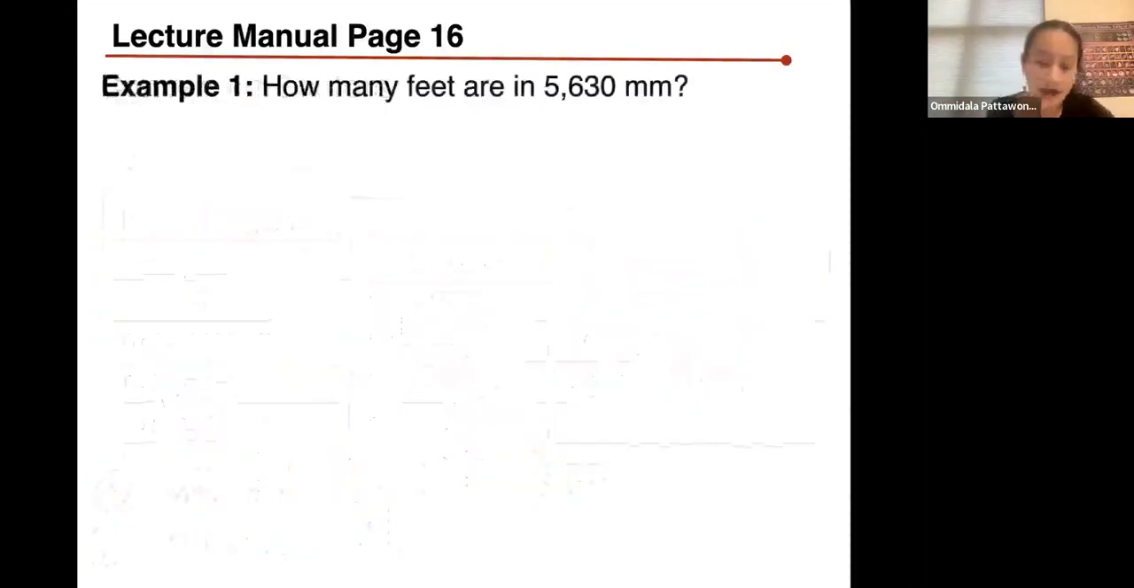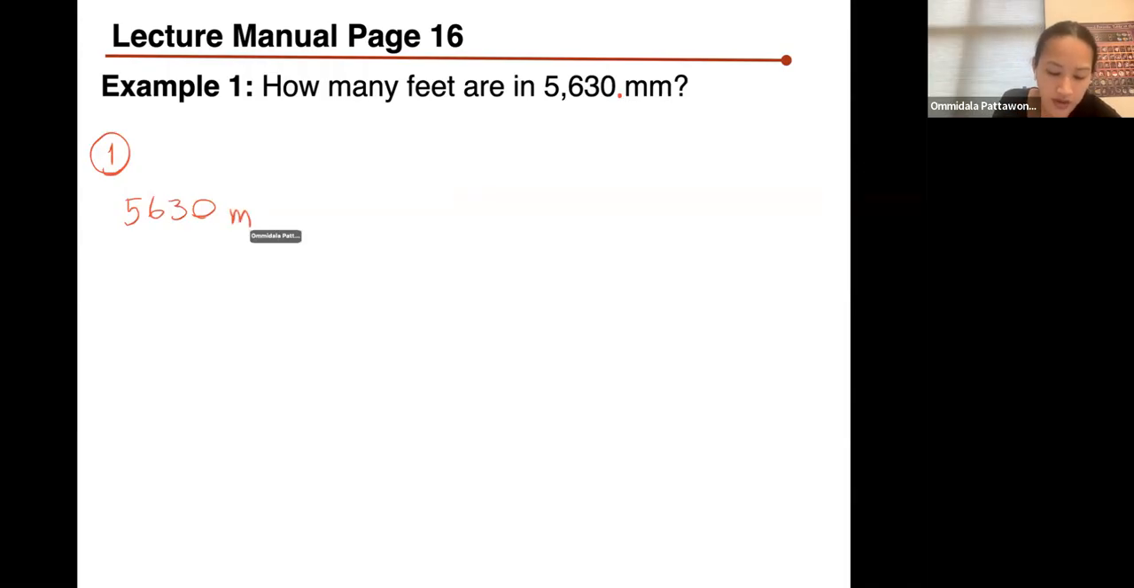So now let's set it up. I'm going to show you the first route that we planned out first. I'm going to start with what's given, which is 5, 6, 3, 0. Let's put the dot right here, just to remind us that there are 4 significant figures. I'm going to start with the given unit, which is millimeter.